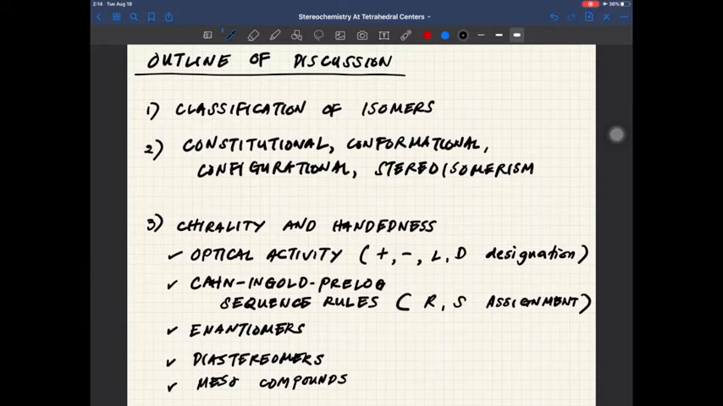First, an overview of the classification of isomers, followed by a definition of what constitutional, conformational, configurational, and stereoisomerism are. And finally, we shall be delving deeper into chirality and handedness by tackling important subtopics such as optical activity, Cahn-Ingold-Prelog sequence rules, enantiomers, diastereomers, and meso compounds.